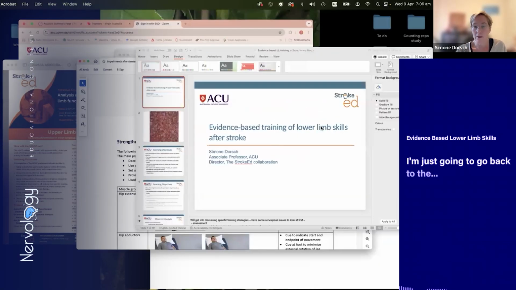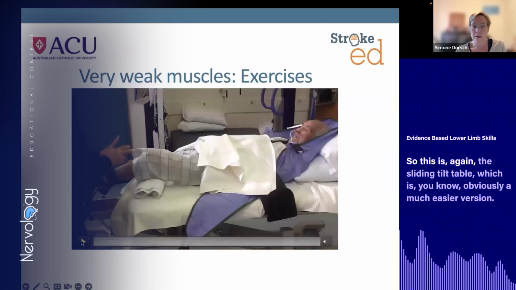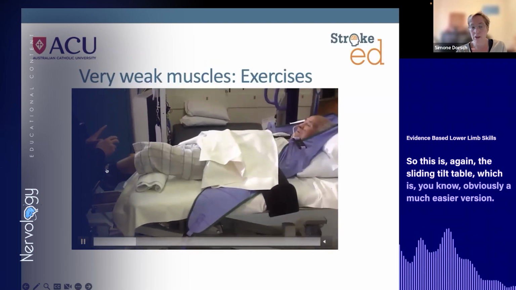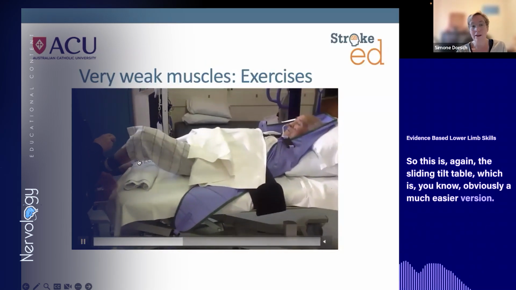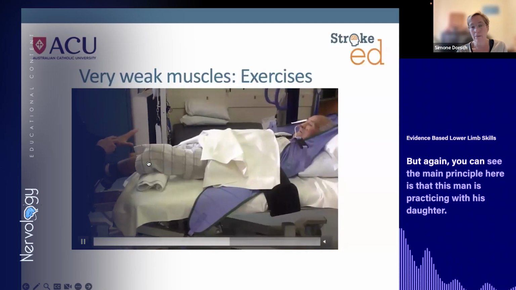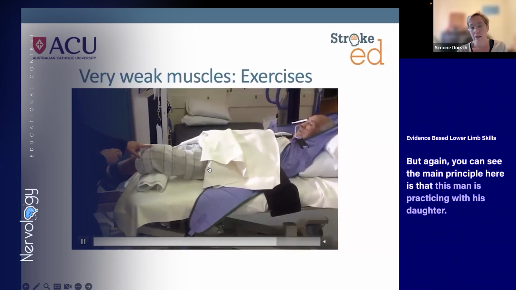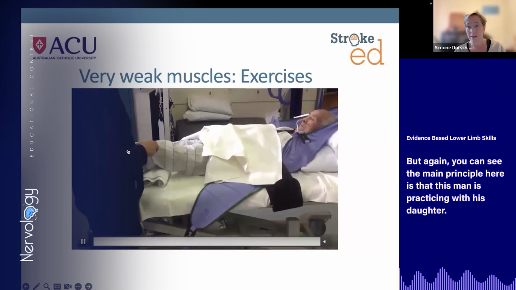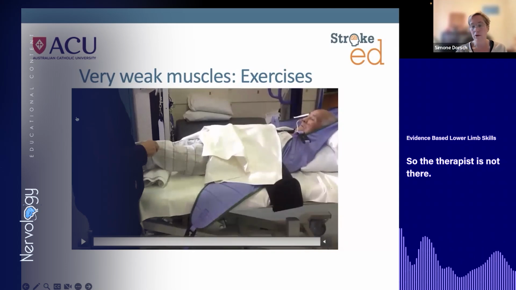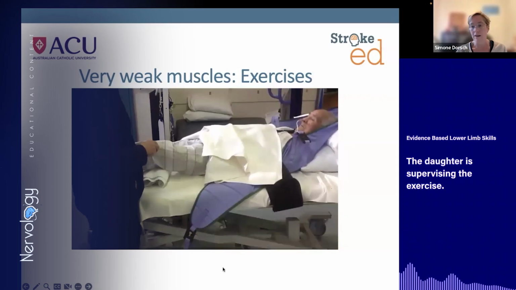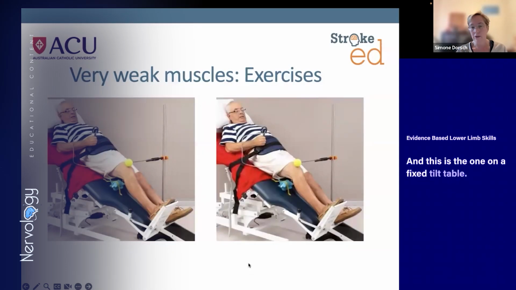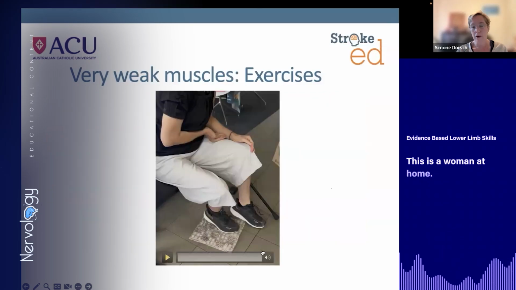Okay, I'm just going to go back to the sliding tilt table, which is obviously a much easier version. But again, you can see the main principle here is that this man is practicing with his daughter. So the therapist is not there. The daughter is supervising the exercise. And this is the one on a fixed tilt table. This is a woman at home.